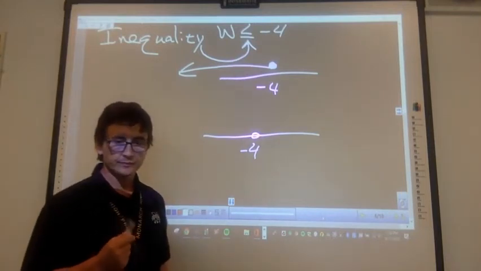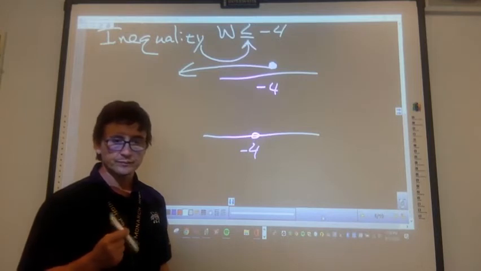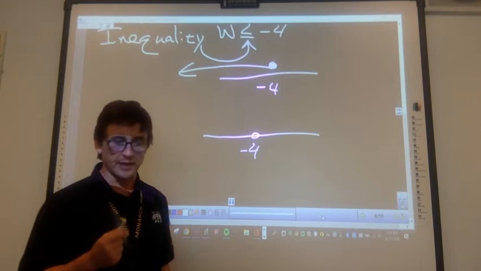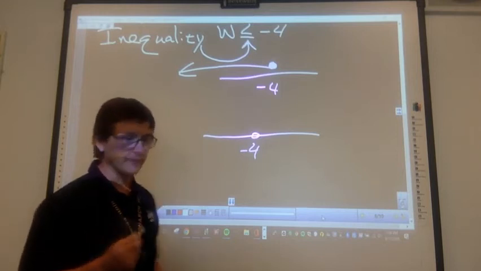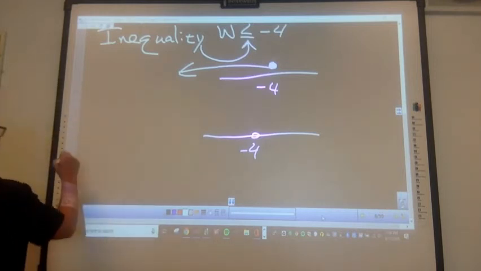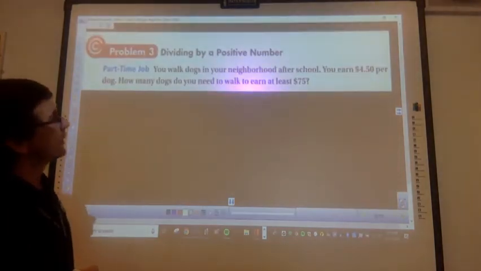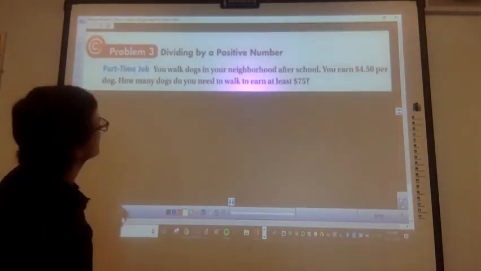Is the only time you flip the inequality when you're dividing a negative? Or multiplying a negative. Okay, multiply or divide the negative. That's when you flip. Okay, second to last slide.